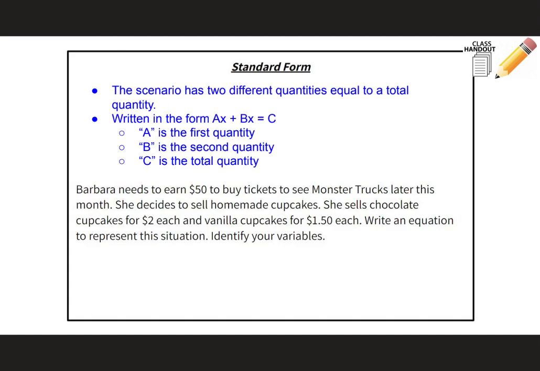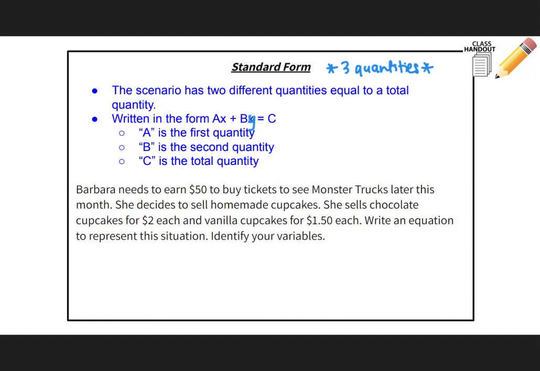We can also have an equation written in standard form. In this scenario, we'll have two different quantities that equal a total quantity. We're going to see three different types of quantities. When I say quantities, I mean numbers. It's written in the form ax plus by equals c, where a would be the first quantity, b is the second quantity, and c is the total quantity.